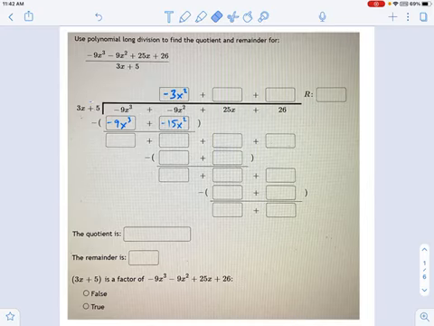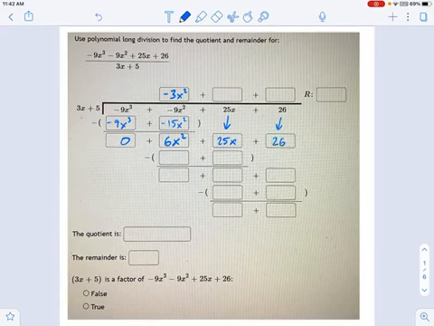So now if you notice, I have a subtraction sign over this whole parentheses. We're going to subtract these terms in blue from what's above them. So negative 9x cubed minus 9x cubed, those cancel out. Negative 9x squared minus, notice this, it's minus 15x squared, so that's going to be plus 15x squared. So negative 9x squared plus 15x squared gives you 6x squared. And then we just bring these guys down. So we get 25x and 26.